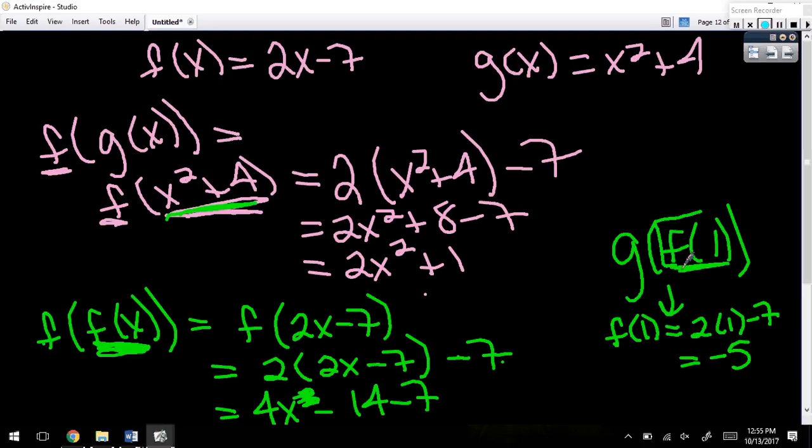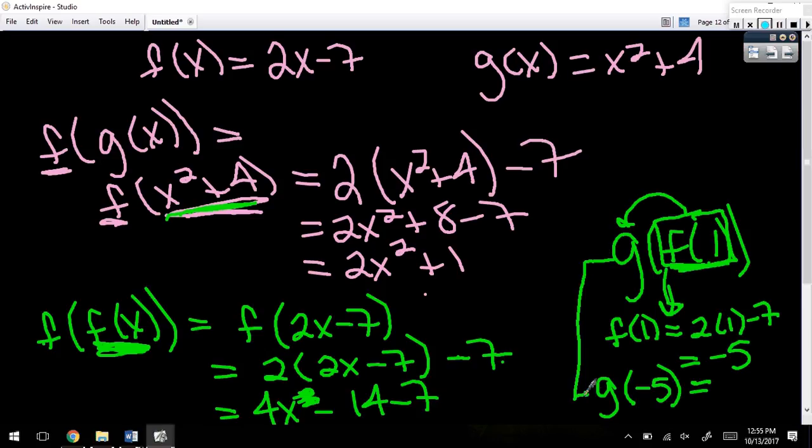What's in the parentheses is what you're plugging into g. But I don't know what f of 1 is, so I find it. The 1 is the x in the f. And then g, because at first I do this one and then I do this one. Inside out.